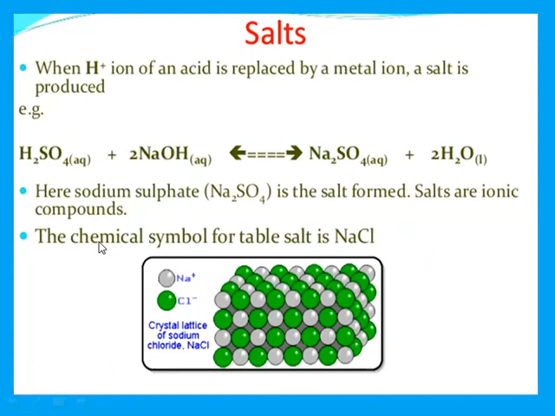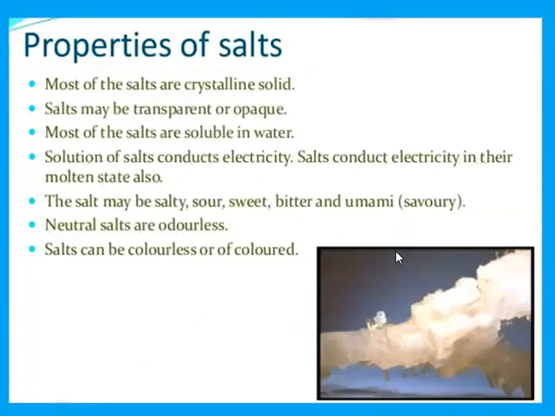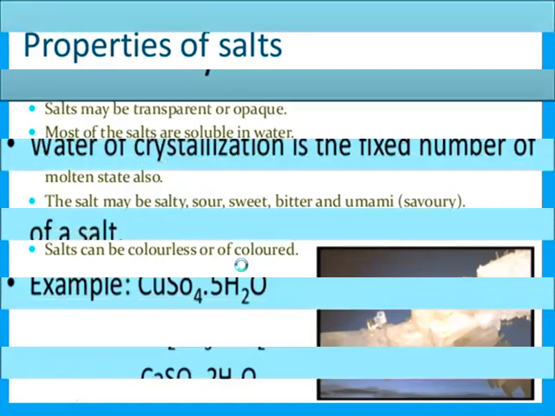Another very common salt is table salt. Chemical formula is NaCl. Properties of salts include: these are crystalline solids, may be transparent or opaque. Most of the salts are soluble in water. Solutions of salts conduct electricity. Salts may be salty, sour, sweet, bitter, umami, that is savory, tangy, etc. Neutral salts are odorless, and salts can be colorless as well as colored.